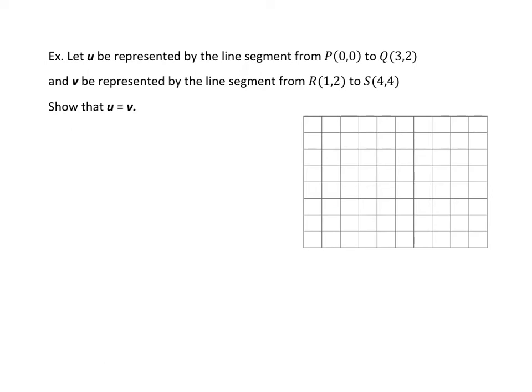Okay, let's see if U and V are equivalent. U is going to be represented by the line segment from 0, 0 to 3, 2. So I'm going to call this my y-axis. This is my x-axis. So it starts from P, which is at 0, 0, and goes to 3, 2. So this is Q. Beginning and ending, very important where your arrow is pointing.